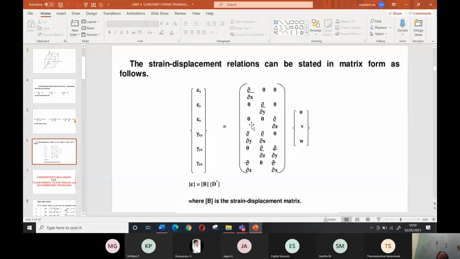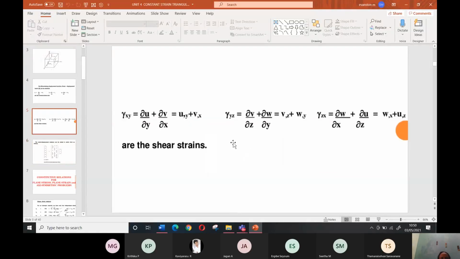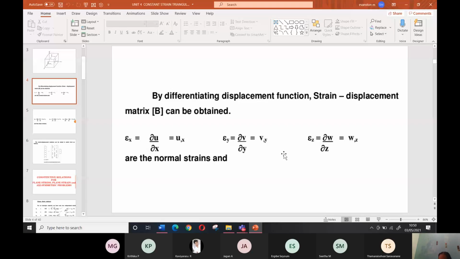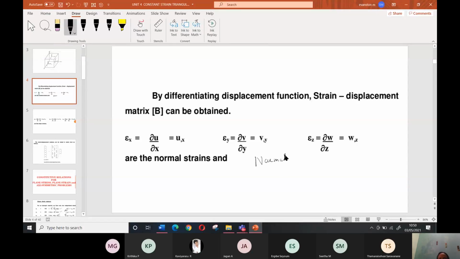You should know this is the strain displacement matrix. The relation between the strain. There are two types of strains. One is the normal strain, and the shear strain. Normal strain means it is perpendicular to the surface, and shear is the tangential strain. This is represented by the letter epsilon. Let us take epsilon xy or gamma xy. You can take it as gamma xy also, and this is the normal strain. This is the x direction.